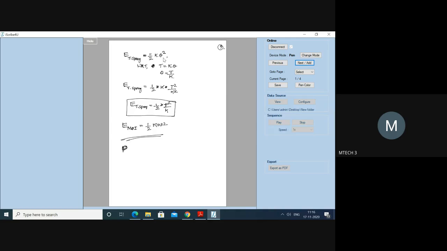Then power dissipated with the damper is equal to what? P is equal to C into V square. C into V square is for the dashpot. For the rotary damper, P is equal to C into omega square. This is about the building blocks.